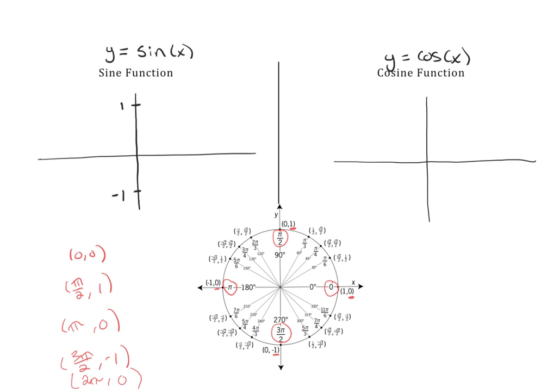Domain is all real numbers, and what I'm going to do is put 4, so that's like the 4 corners of our unit circle. Okay, so I've got 0, 0, pi over 2, 1, pi, 0, 3 pi over 2, -1, and 2 pi, 0. Goes up, comes down.